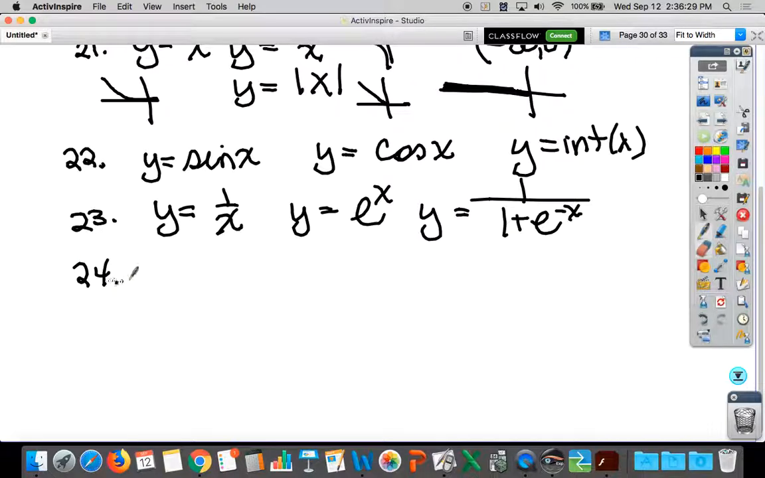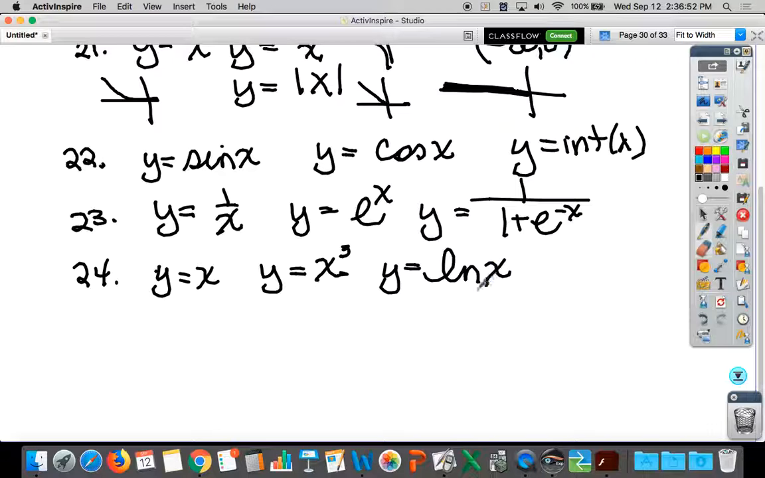All right, number 24, the three functions with a range of all real numbers. That means the graph is going all the way from the bottom to the top. Y equals x, x cubed, and look, all the way from the bottom to the top.